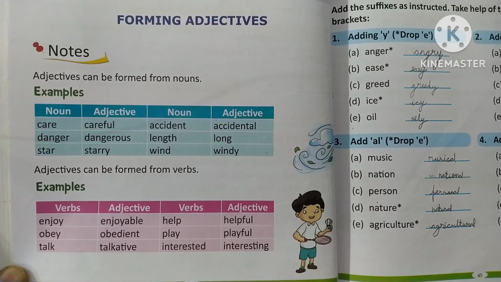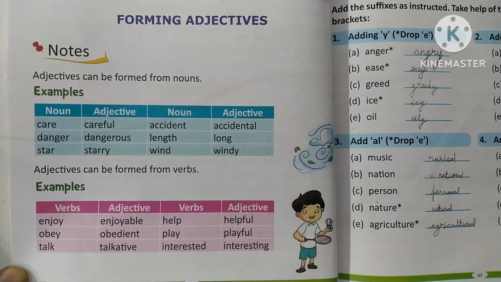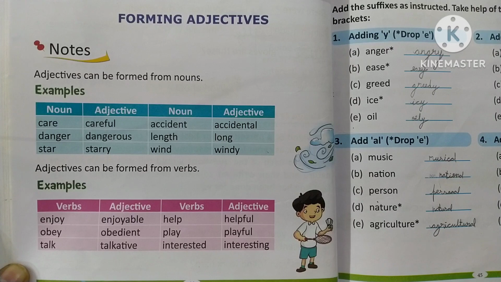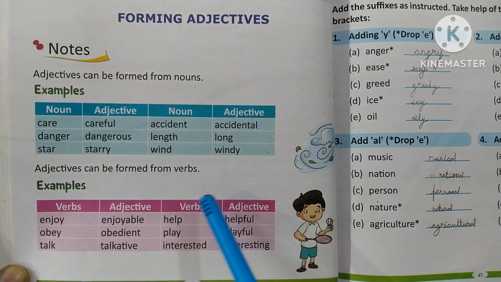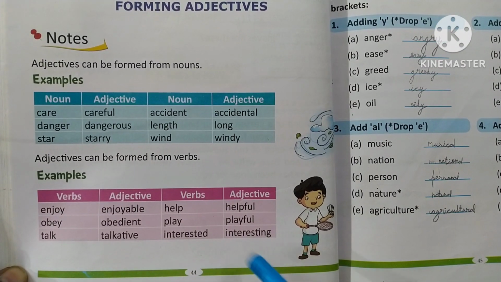That means the length of the river was very long. It comes from the noun length. It was a very windy day. How was the day? It was a very windy day. And the word windy comes from the noun wind. Now, adjectives also can be formed from verbs.